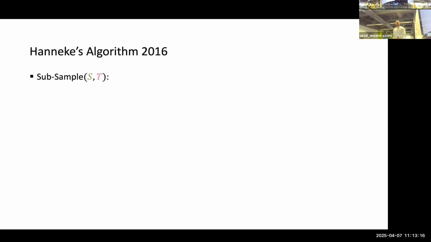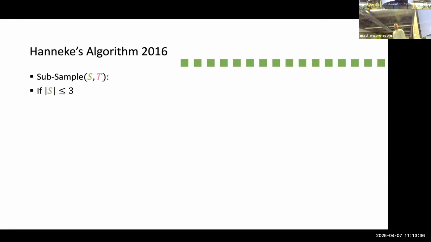Okay, so his algorithm is based on this procedure for generating subsamples of the training data set. You have this subsample procedure, it takes 2 arguments, S and T. Think of S as the training data set to begin with, and in the beginning, T is the empty set. So if this is your training data set, these squares are just training data points. We have a base case: if you have fewer than 3 data points, you just output the subsample S and T combined. So let's ignore that case for now.